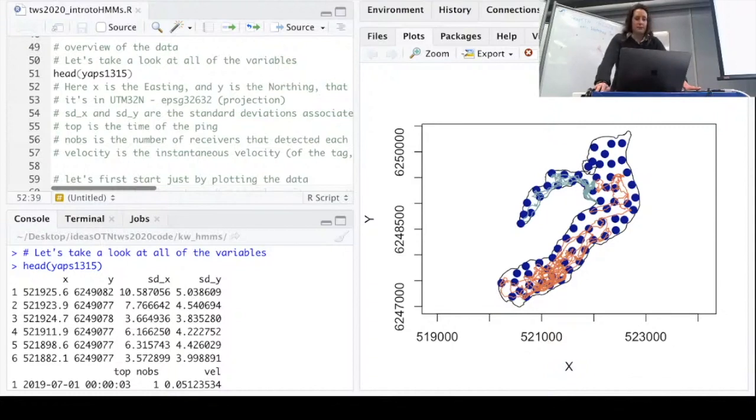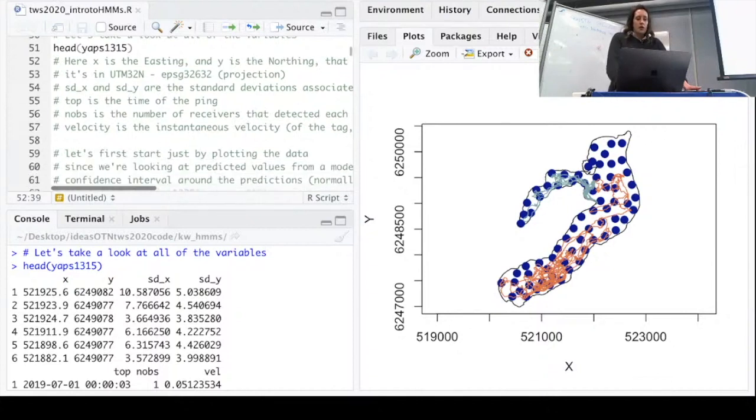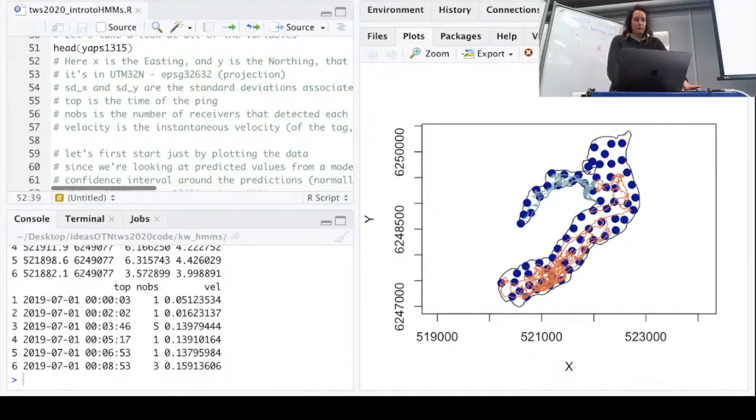And so just keep in note that the projection is UTM 32 north, so that's the unique EPSG code that we can use, and we'll use that a little bit later, I think. SDX and SDY, again, are those standard deviations. TOP, that's the time of the ping, so that's the timestamp that we're looking at. NOBS, we don't use that in the hidden Markov model, but that's the number of receivers it was detected on, right? Right, Henrik? NOBS is the number of receivers it was detected on?